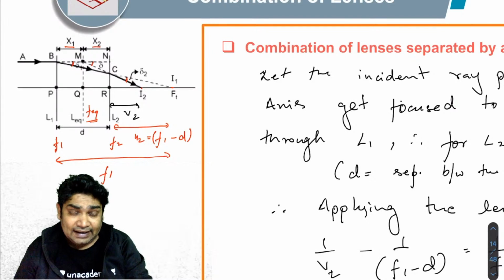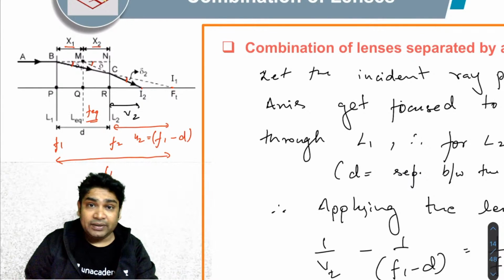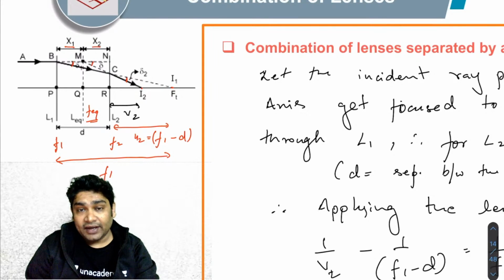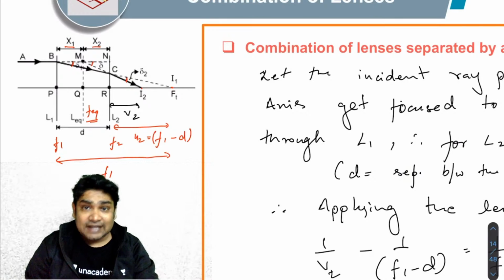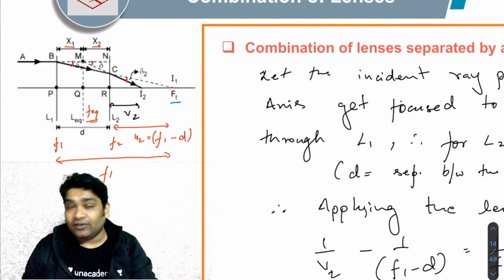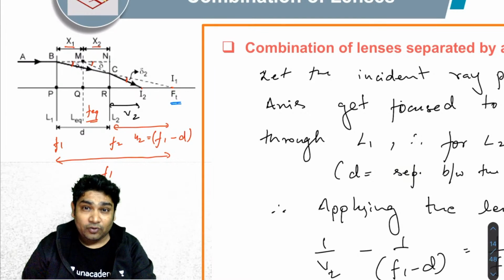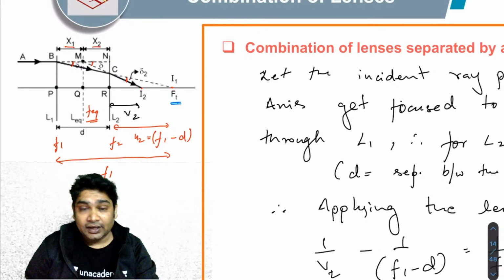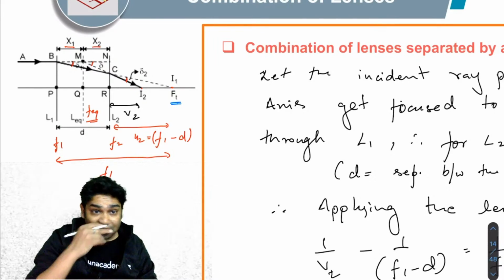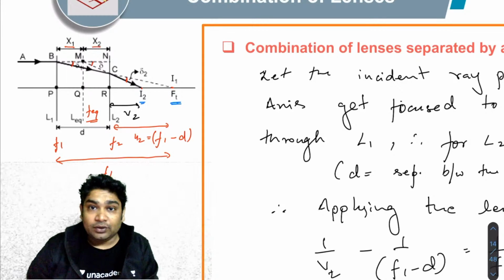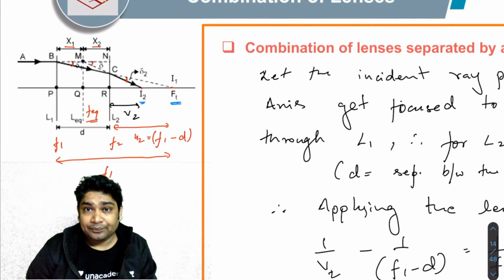So I said let us incident a parallel beam, a beam which is parallel to the principal axis, on the lens L1. After the refraction from lens L1, this beam should have tried to focus on F1, the first focal point of lens L1. Now imagine that in the middle it meets L2, and from refraction through L2 it reaches the position I2. So this is the final thing.